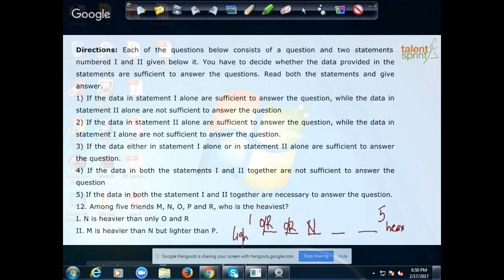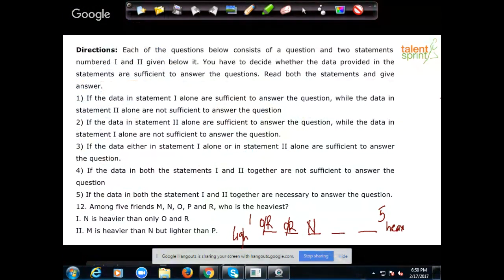We know that M is heavier than N, but lighter than P. So here we have it in front of us. Now, can we from this say who is the heaviest? Exactly. We can say that the heaviest is P, but we need both the statements to answer our question. And like Sheikh and Raguma are saying, your answer here is 5. Both the statements are necessary to answer this question.